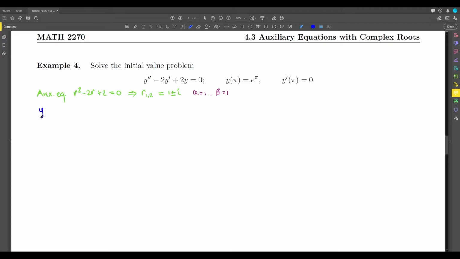And so that means that our general solution to this equation is c1 e to the power t cosine t plus c2 e to the power t sine of t.